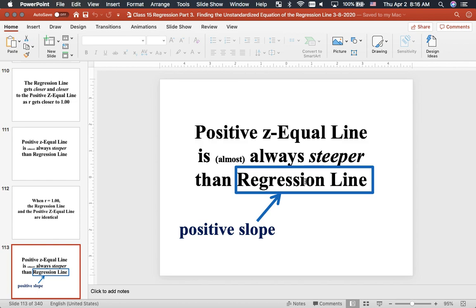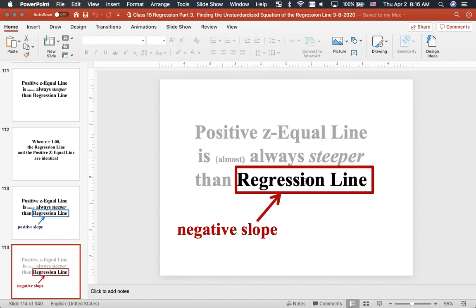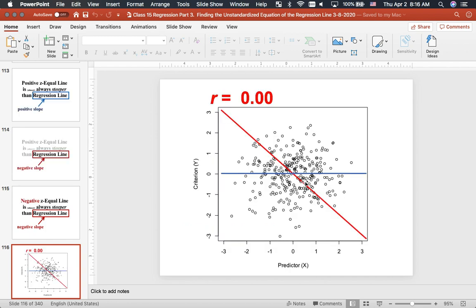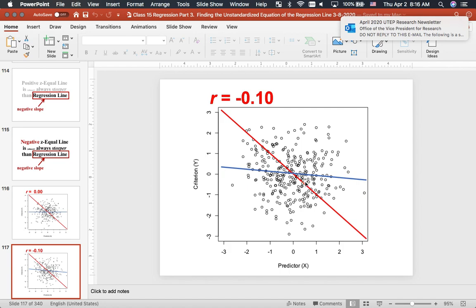So these are talking about positive slopes, so the positive z equals line is almost always steeper than the positive slope regression line. Let's talk about negative slopes. So the negative z equals line is almost always steeper than the negative slope regression line as well. You can just kind of put it in a mirror. So let's look at r equals 0. You have these two lines, the z equals line and the regression line, and let's approach -1.